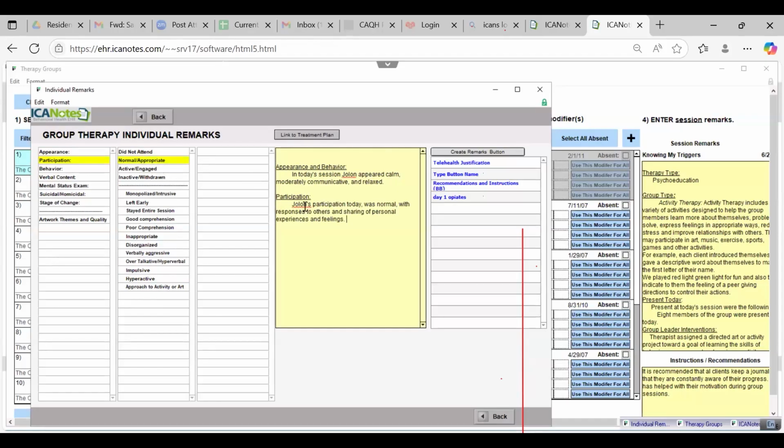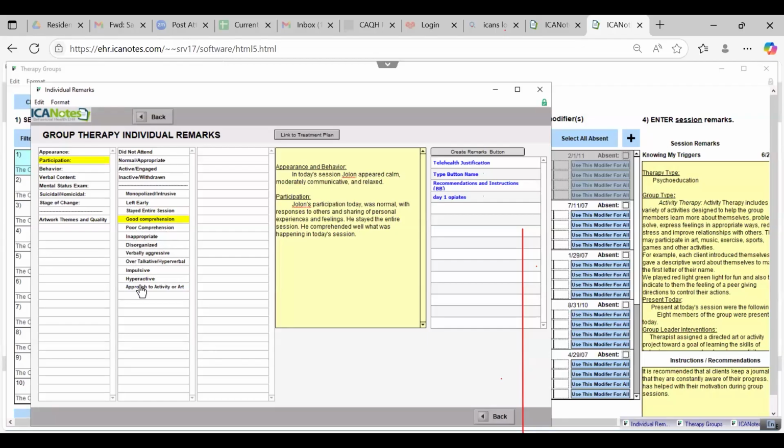So you see how it goes into a sentence. Jolyn's participation today was normal with responses to others and sharing of personal experiences and feelings. We have to indicate whether they stayed or left early. He stayed the entire session. How was his comprehension? He comprehended well what was happening in today's session.